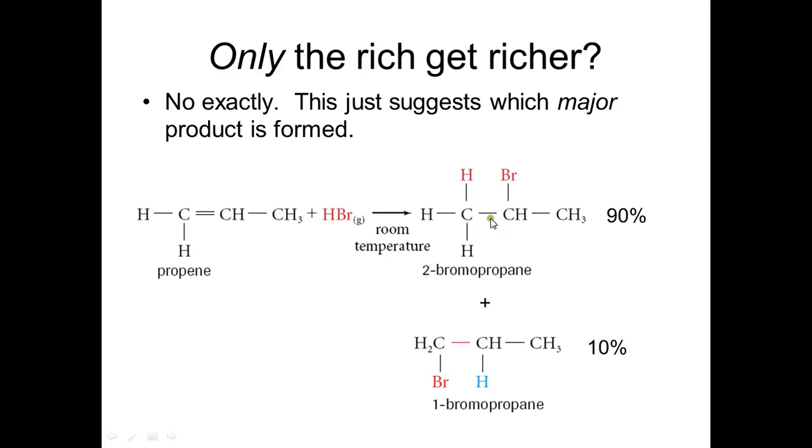Now, how do you know what those percentages would be? You wouldn't know. You'd have to actually carry that out and come up with some empirical evidence yourself. So knowing the percentages is not relevant. It's just knowing which product would be the major product.